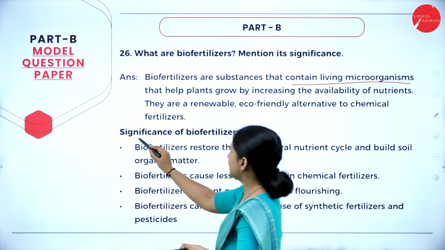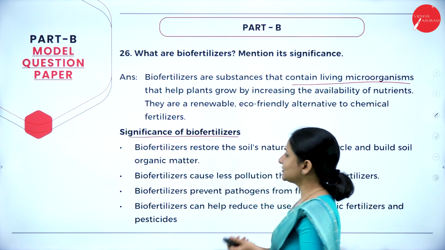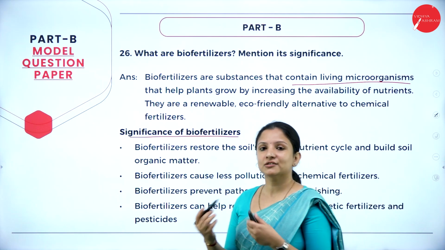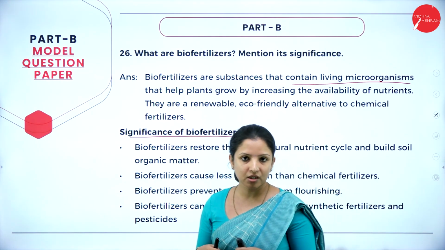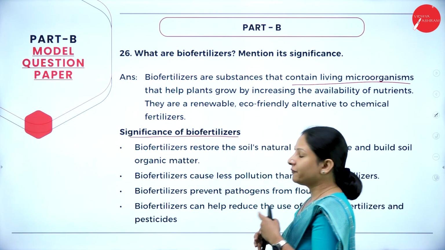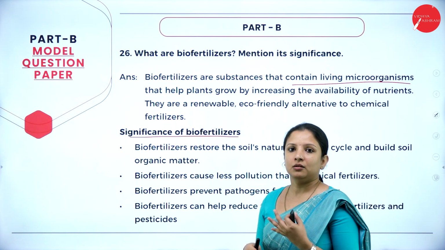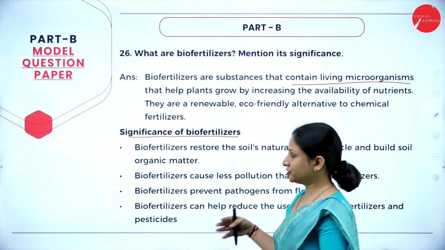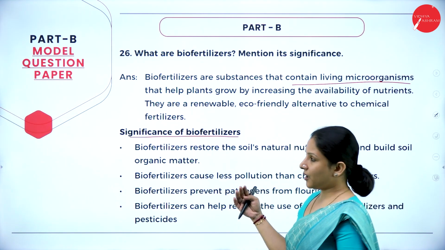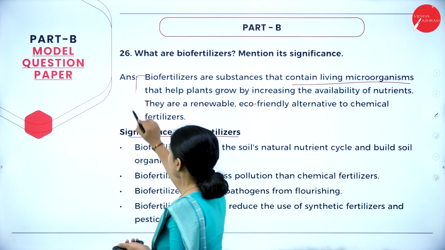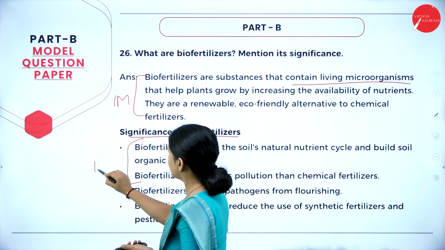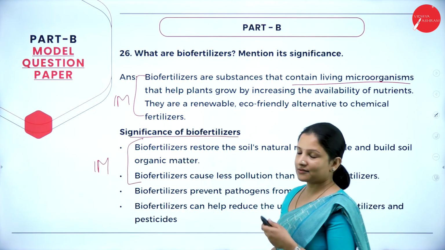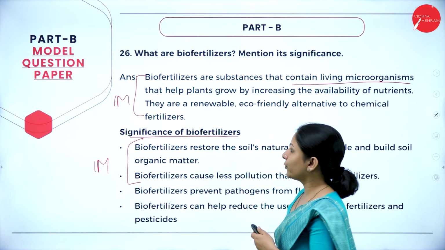So what are the significances? They help in restoring the nutrients of the soil, they minimize the use of chemical fertilizers, and they prevent soil pollution. All these are the uses. So any 2 if you write, you will get marks. The definition carries 1 mark. Any 2 points you write will carry 1 mark. This is the answer for question number 26.